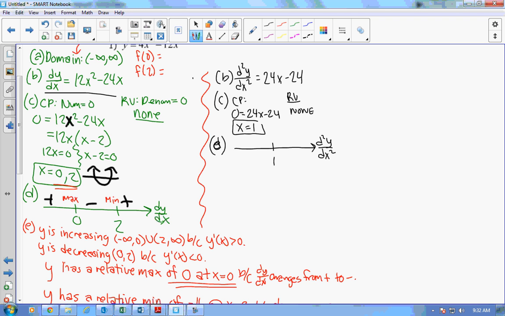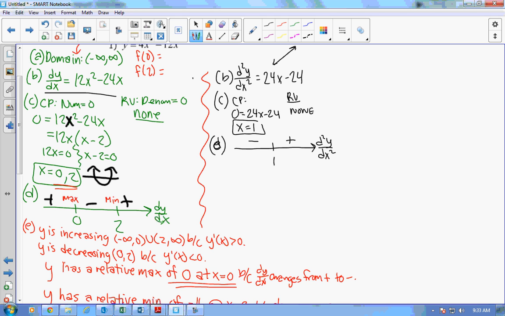Okay, so part D, we draw a number line, labeling it as our second derivative. And we put a 1. This is nice and linear. So is it positive negative or negative positive? This is a positive linear, so it goes like this, right? It goes negative to positive. Okay, then you have to tell intervals of increasing and decreasing, relative maxes and mins. It's actually, excuse me, we don't do that on this one.